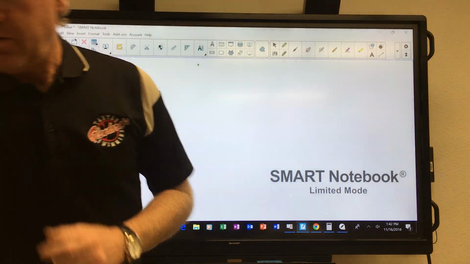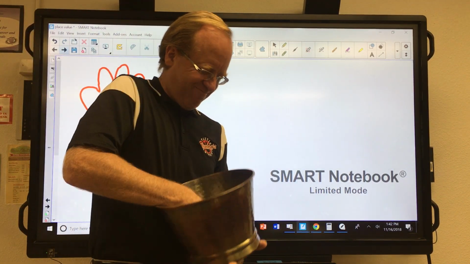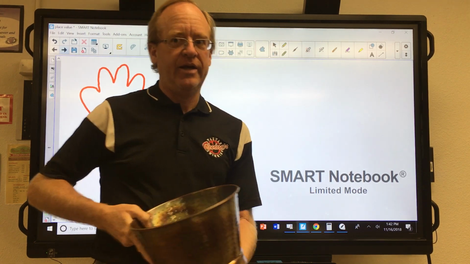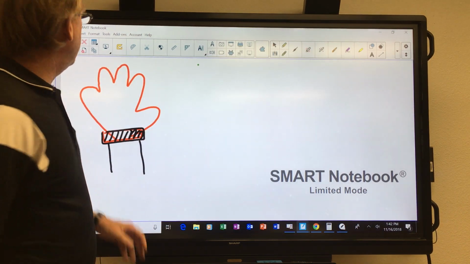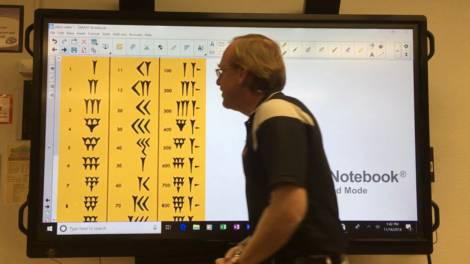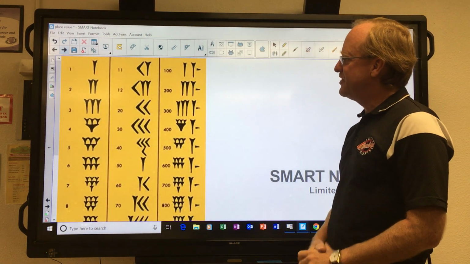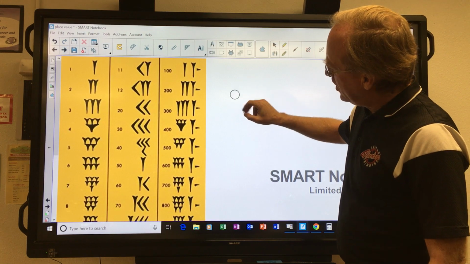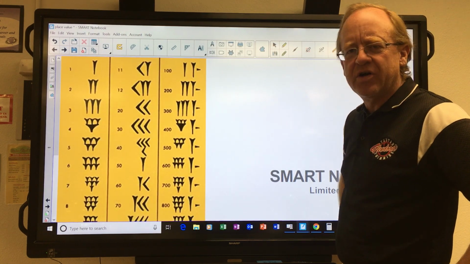But what happens when you got a whole bucket full of rocks? You got a problem. So, number systems came into being. This is from ancient Sumeria, and you can see it's a system of slash marks and kind of like, I don't know what you describe it, V's gone sideways.